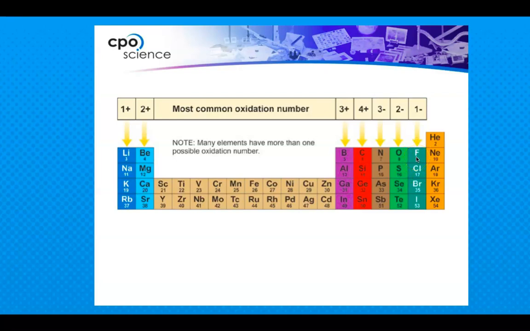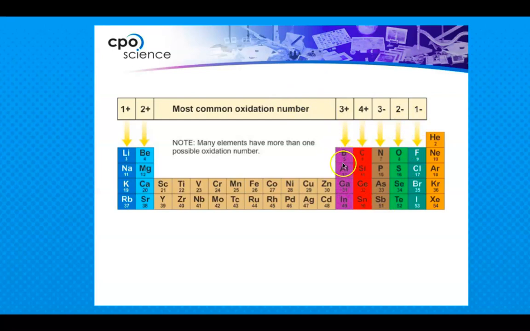Now, it is hard to get rid of 7 electrons, but it is easy to take 1 electron. So to become a full shell, fluorine will take 1 electron. That means that it will now have 10 total electrons and 9 protons. So it has a negative 1 charge, or an oxidation number of negative 1.